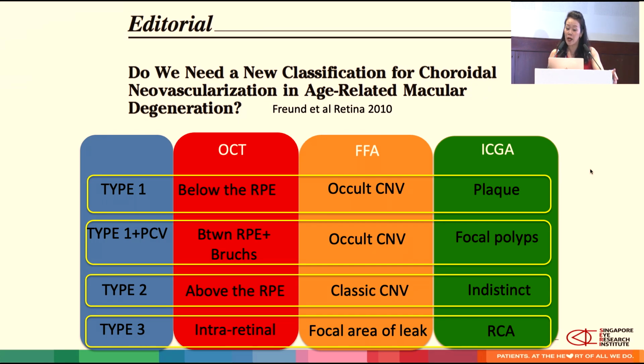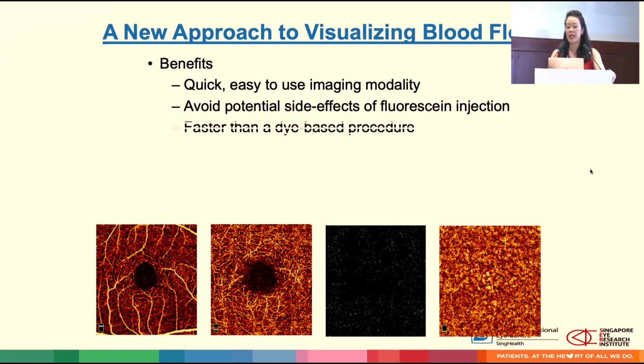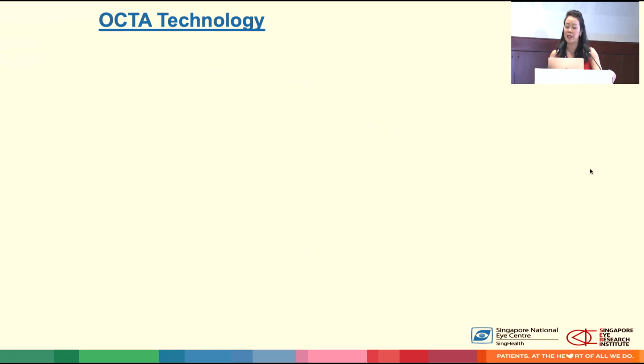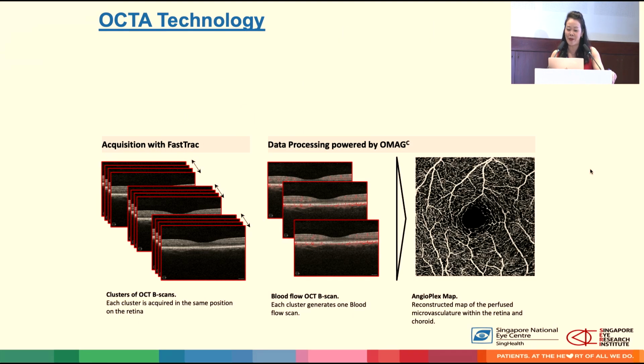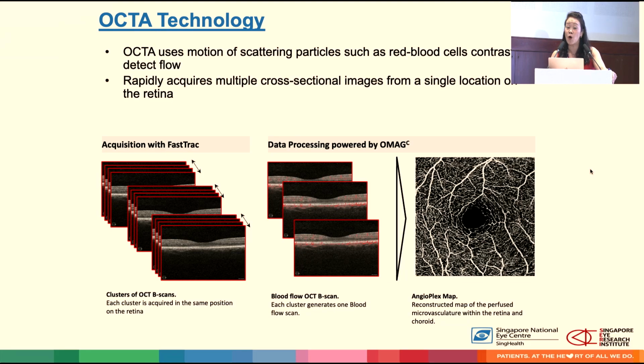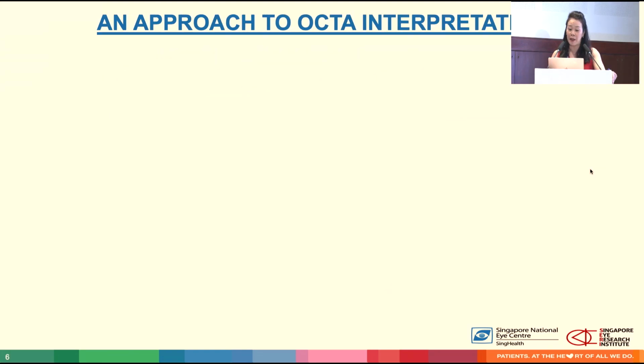So in type 1 neovascularization, it's below the RPE, and type 1 can also occur with PCV. Of course we have type 2, which is above the RPE, and type 3 or RAP that we were just discussing before. I don't need to introduce much about OCTA because everybody in the retinal subspecialty knows about it, but it has transformed the way we do angiography, whereby now we do not need dye anymore, but we can still see the blood vessels.